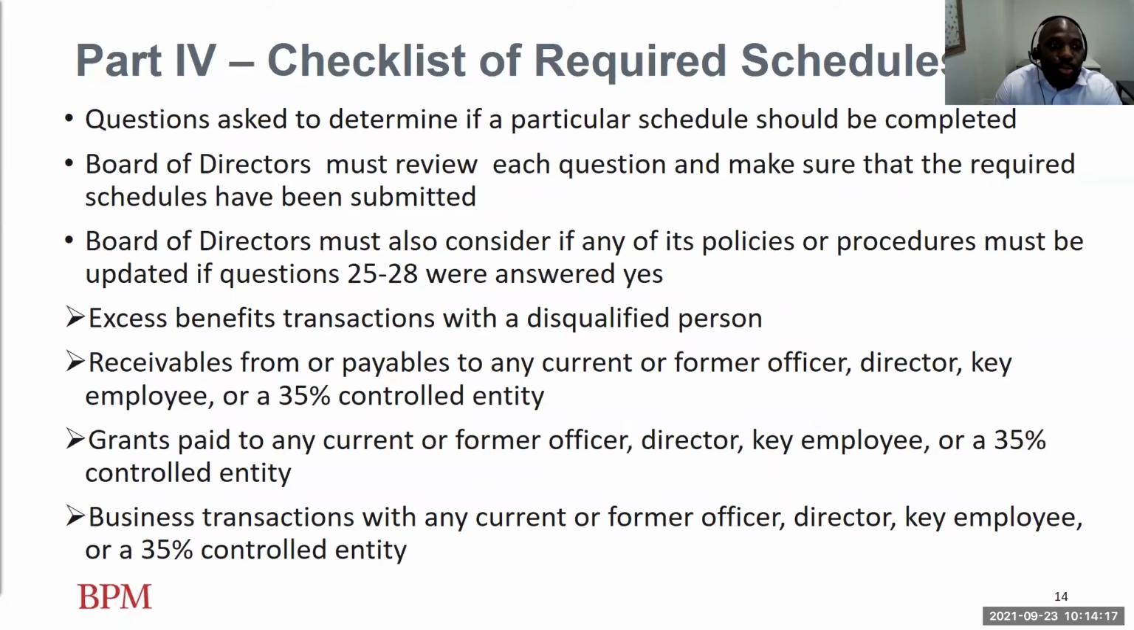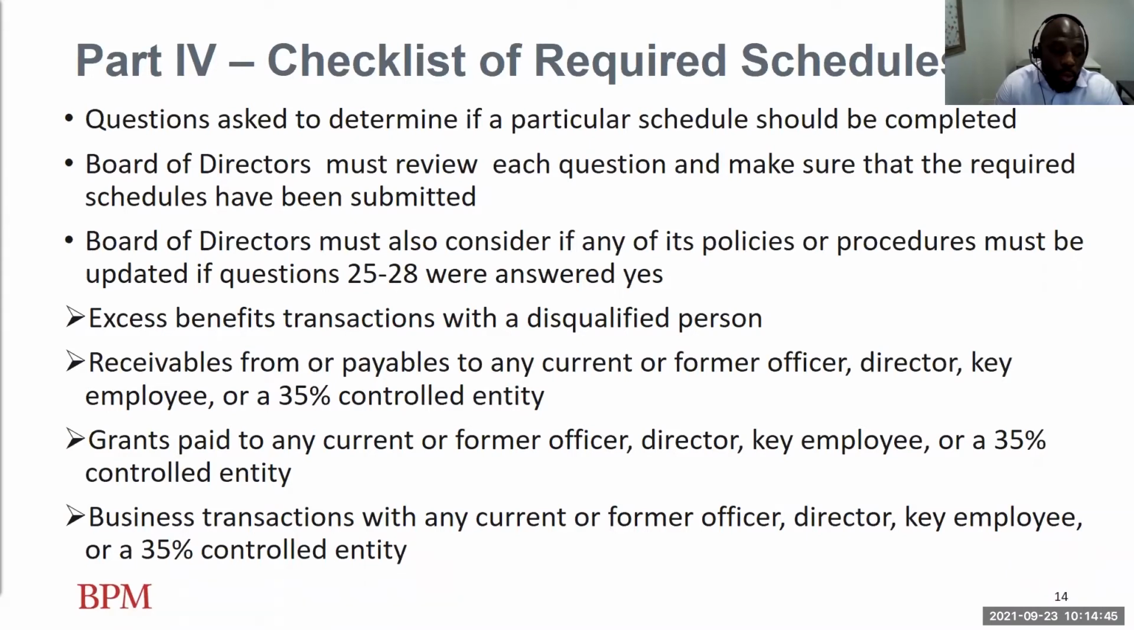Next slide, please. Now, in the next several slides, we're going to dive into the core section of your 990, which is your checklist of required schedules. Part 4 will ask you to determine if particular schedules should be completed. You want to make sure that your board of directors reviews each question and considers what must change during the course of the year.